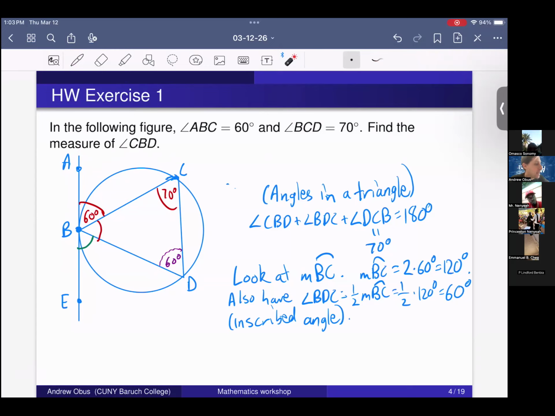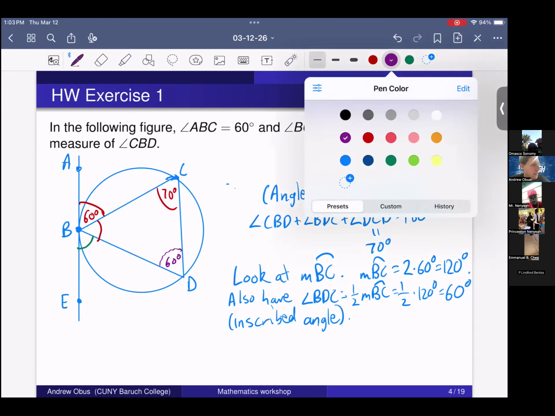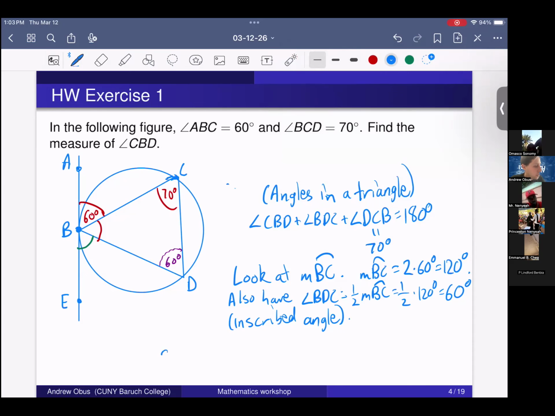And now that we have this, the rest is just algebra, right? So now we have angle CBD plus, well, BDC is 60 degrees and DCB is 70 degrees equals 180 degrees. And when you solve this, you end up getting that the measure of angle CBD is 50 degrees.